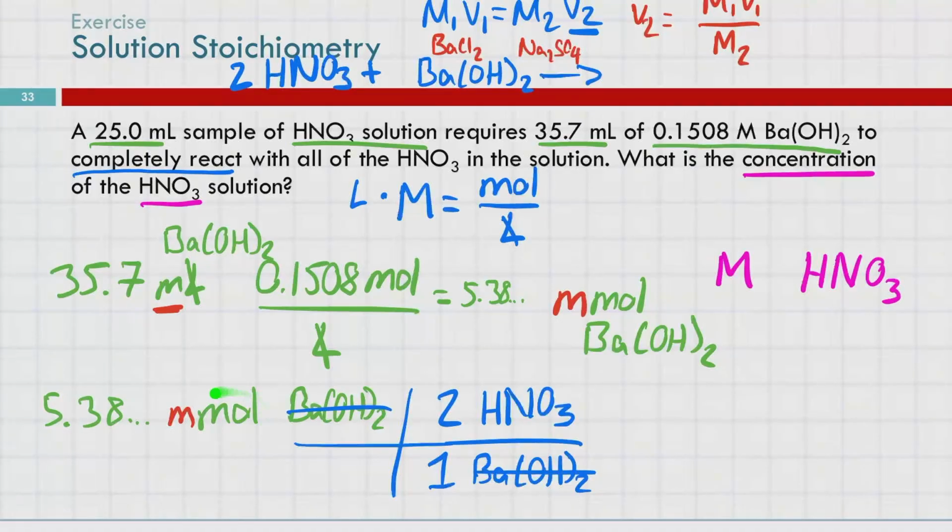How can we use moles to get to molarity? Divide it by liters. Yeah, divide it by liters. And in this case, since I left that milli on there, we can just divide by 25 milliliters. The millis cancel out, and the moles over liters turns into molarity.